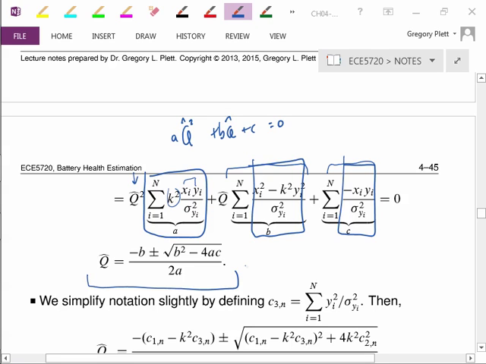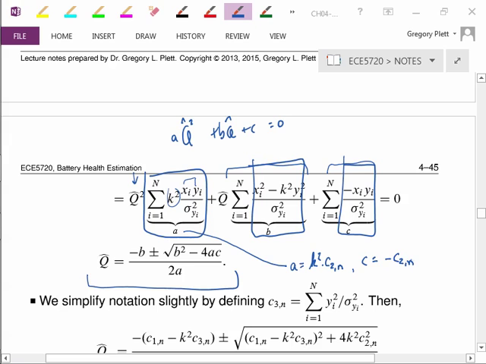And that's great. Now, the a, b, and c terms can be written in terms of some of the summations we've defined already. If you look at it, this a term equals k squared times c2n. I've already defined c2n as the summation of xi yi divided by sigma yi squared. The c term equals minus c2n. Again, c2n is the xi yi summation.